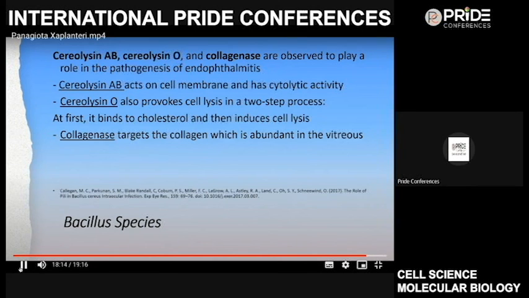Cereolysin AB acts on cell membrane and has phospholipase activity. Cereolysin O also provokes cell lysis in a two-step process. At first, it binds to cholesterol and then produces cell lysis. Collagenase targets the collagen which is abundant in the tissue.